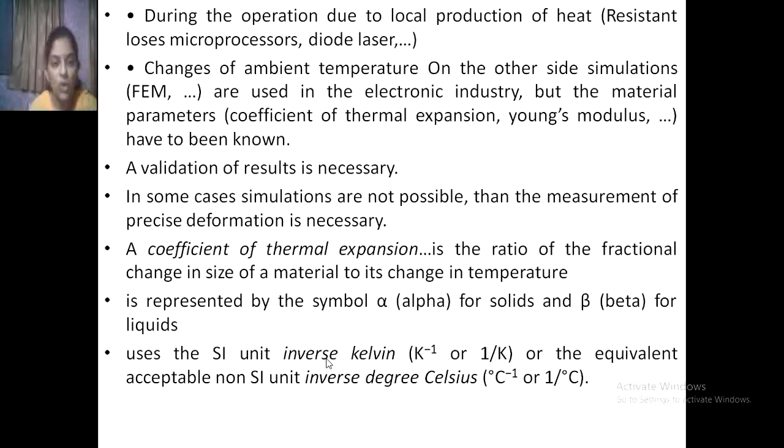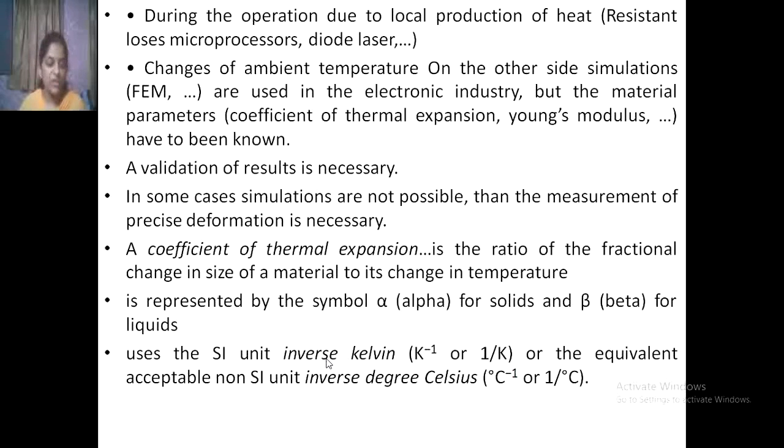Changes of ambient temperature. On the other side, simulations are used in the electronic industry, but the material parameters like the coefficients of thermal expansion and Young's modulus have to be known. So validation of results is necessary. In some cases simulations are not possible, then the measurement of precise deformation is necessary.